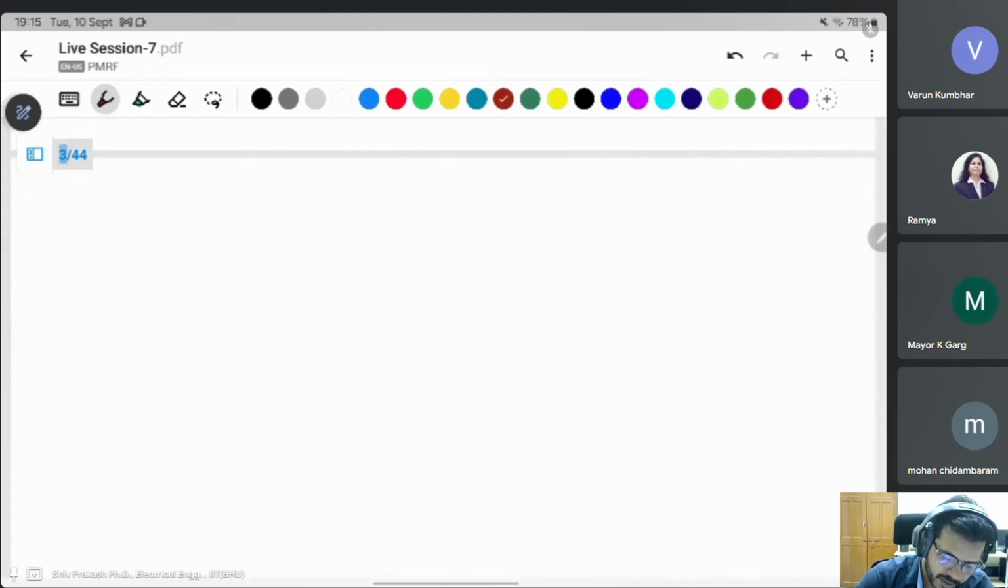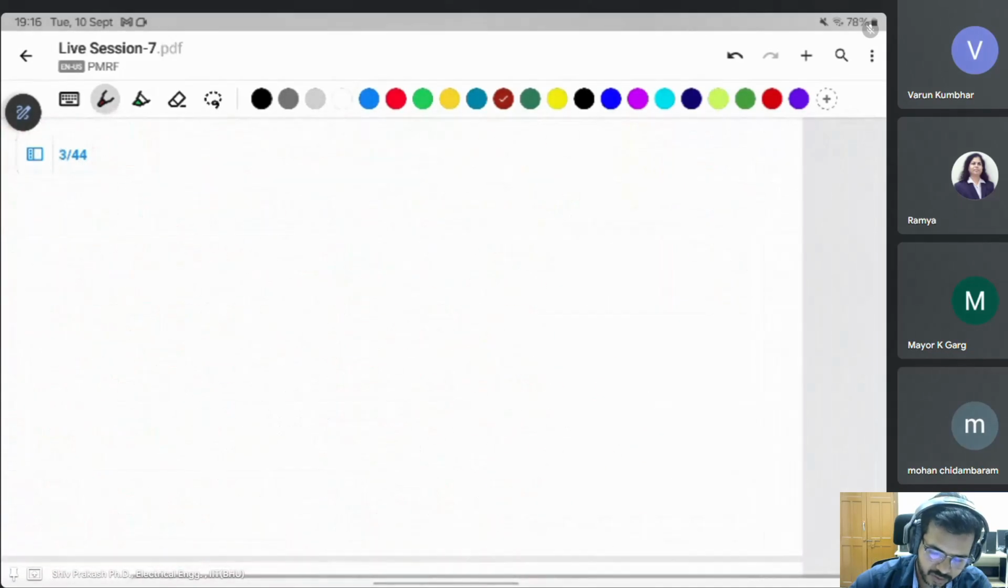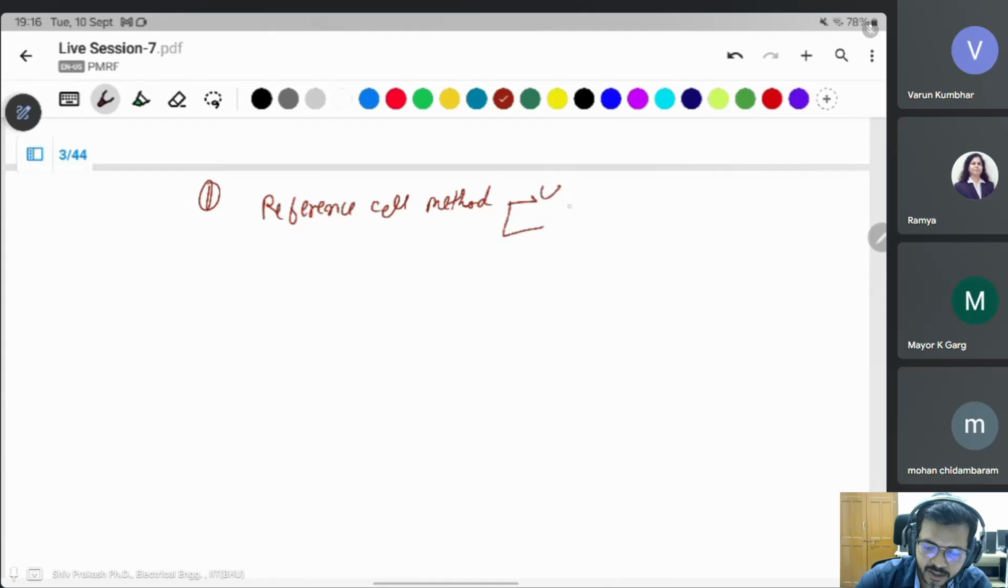And the first one is a differential method, which takes a voltage and or current.